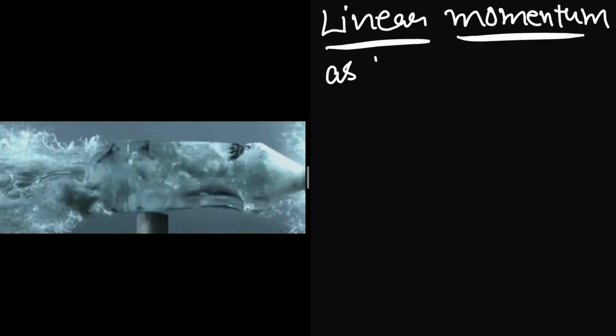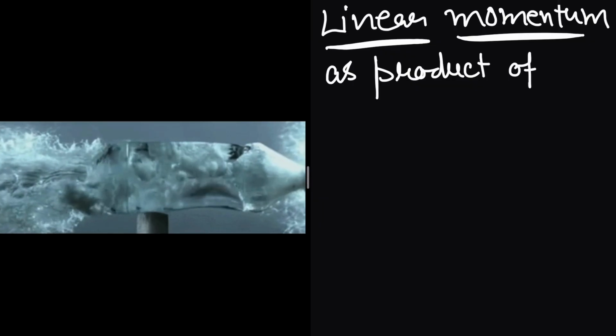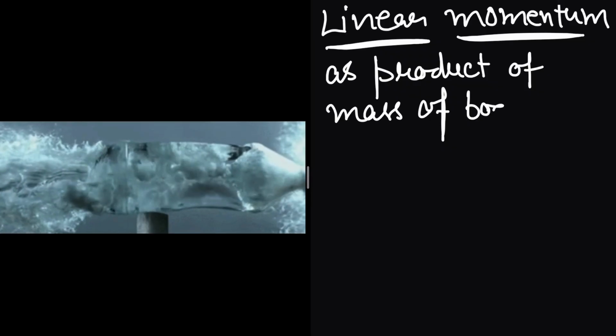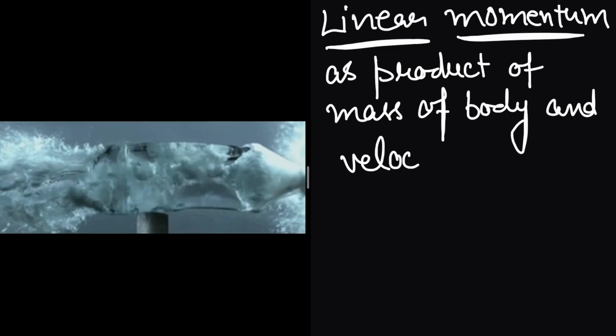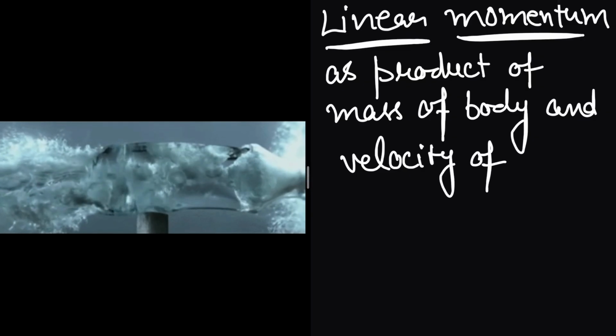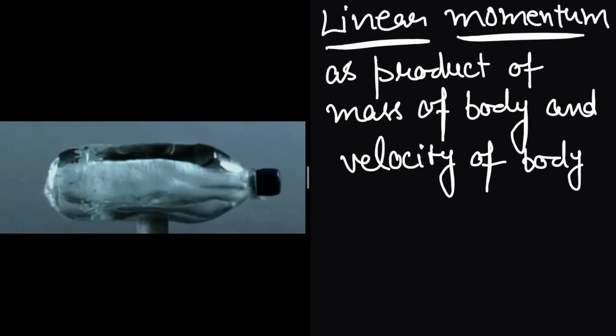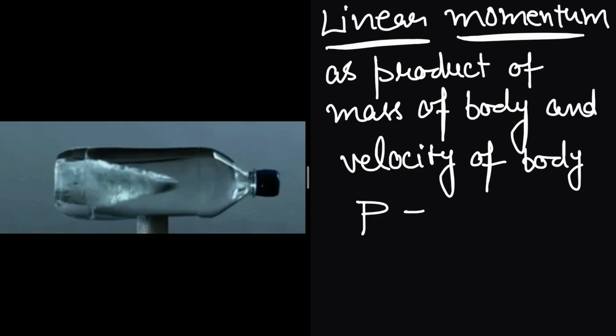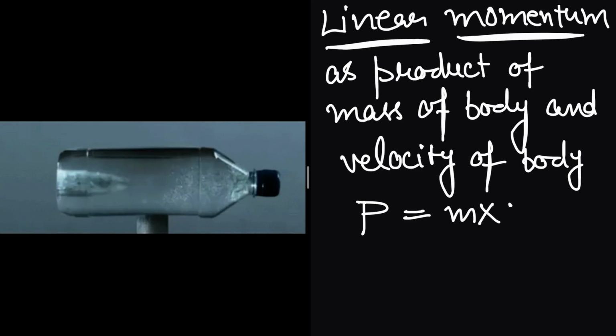Momentum of a body is defined as the product of the mass of the body and the velocity of the body. Clear, students? What is momentum? The product of the mass of the body and the velocity of the body. It is denoted by the letter P. And the expression for P, momentum, will be m into v.